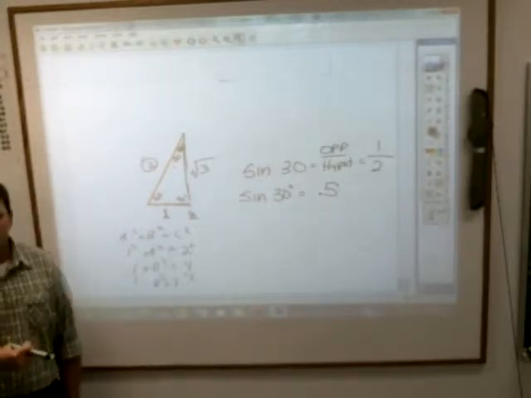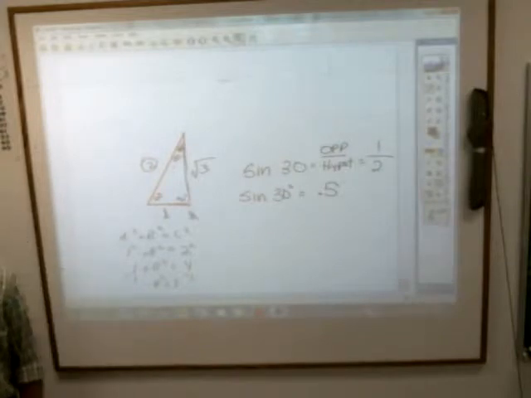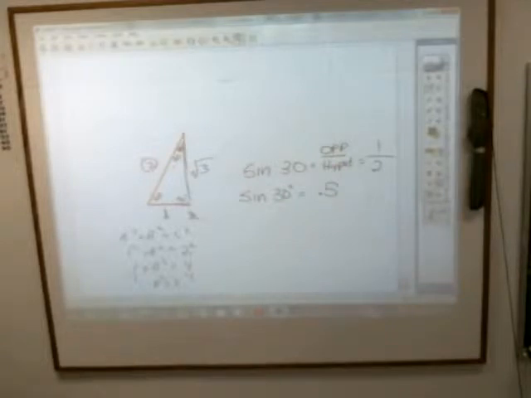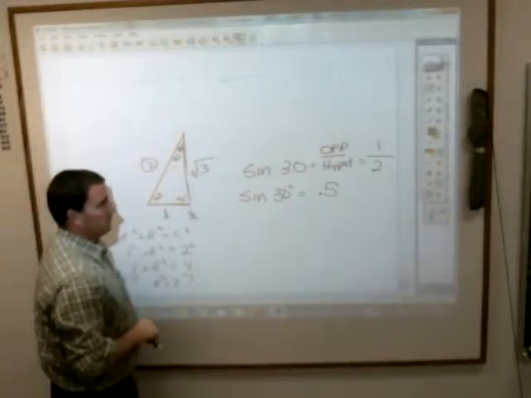And when you get to this level of math, they'll make you memorize the sine of certain angles. It would be the sine of 30, the sine of 60, and all those. The 30s, 60s, and 45s they'll make you memorize, but I won't make you memorize those.